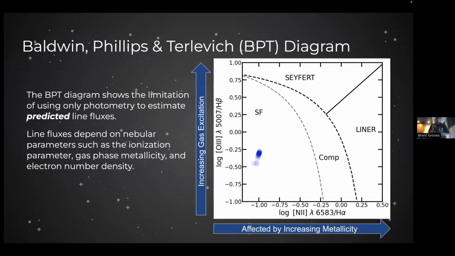That's mostly because we're using the predicted line fluxes without giving any line information to begin with, which is not something that people generally do, but we're just trying things out. This is expected since line fluxes actually depend on nebular parameters, such as the ionization parameter, the gas metallicity, and electron number density, which are parameters that we've played with without actually giving any line information.